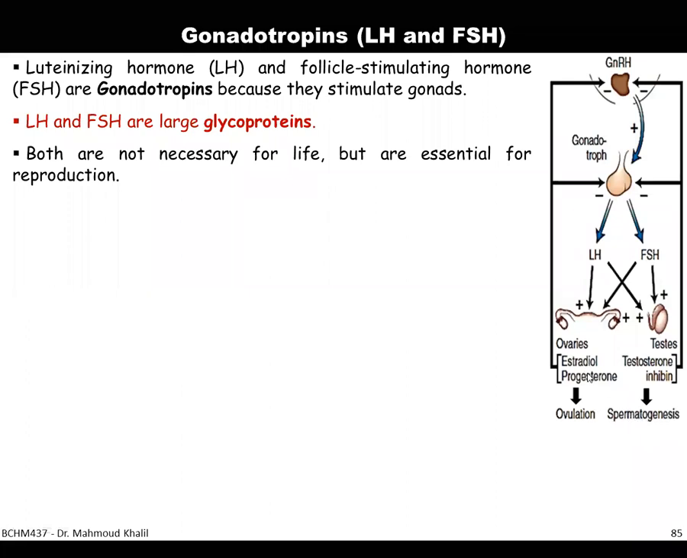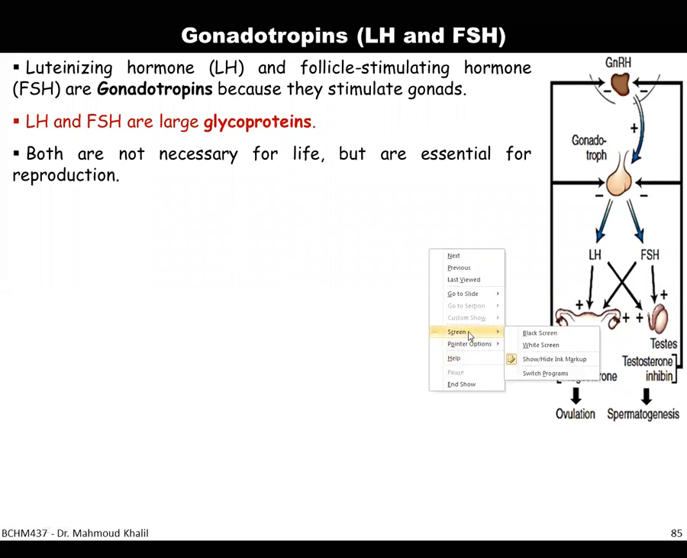And of course, once their function is terminated, or when they are high in concentration in the blood, these hormones provide a negative feedback either at the level of the pituitary gland, the gonadotroph, or the hypothalamus. The same applies in males. So it provides two levels of negative feedback.